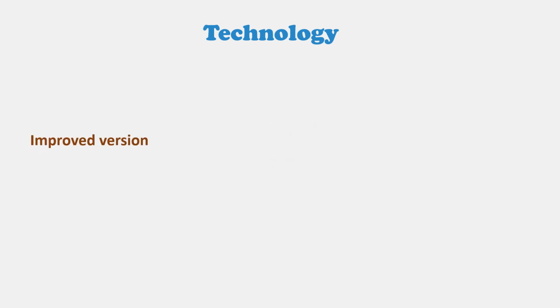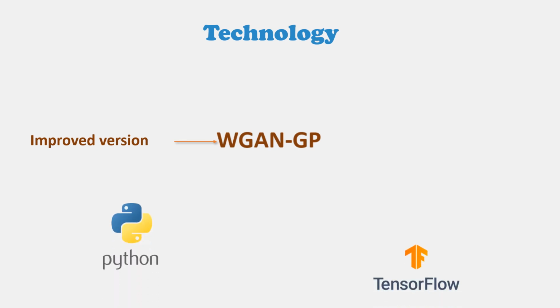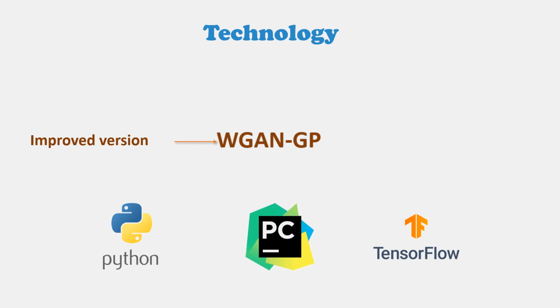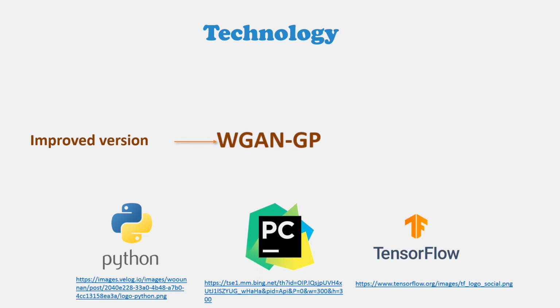This version is WGAN-GP, and it performs better than the standard WGAN by introducing gradient penalty and enables stable training of a wide variety of GAN architectures with almost no hyperparameter tuning. And we were able to build this architecture using the Python programming language with TensorFlow 2 on PyCharm IDE. TensorFlow is a free and open source software library for machine learning developed by the Google Brain team.